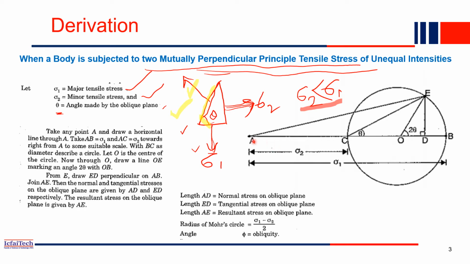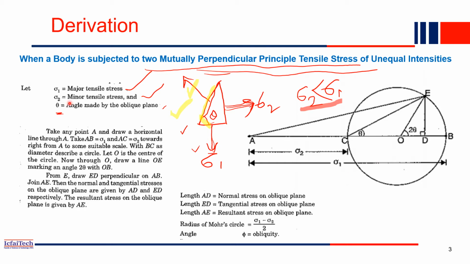So just assume point A at this point, and then we draw our sigma 1. Sigma 1 is our major trace. Sigma 1 is very long. From A we draw up to a certain line, so we have to assume some scale. For example, sigma 1 is greater than sigma 2, so sigma 1 is very long. Maybe a 10 centimeter line you can draw. So A to B is basically your sigma 1.